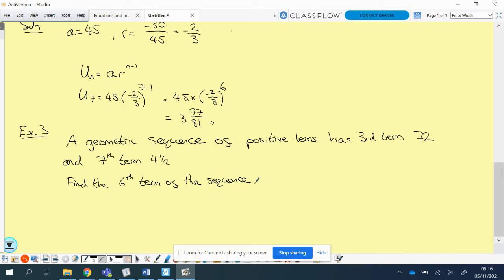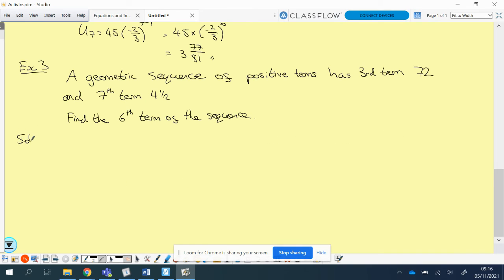Okay, so there's a bit more extra work to get that information here. So let's see how we would do a question like this. Solution. Again, we know the general formula is U of n equals A R to the power n minus 1.